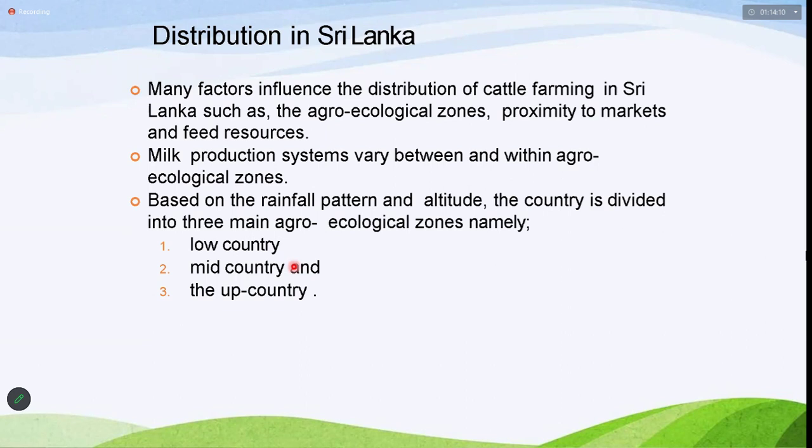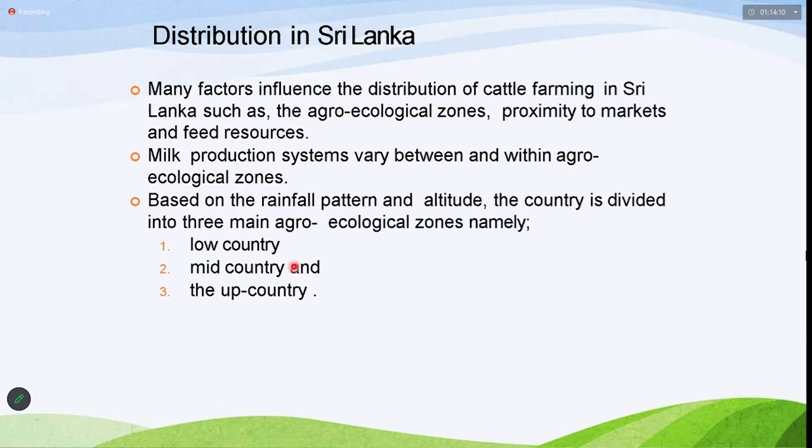You can see here the dry zone, low country dry zone in the pink color, then intermediate and the wet zone based on the rainfall. The total livestock production is shown in one map, as of 2010. The upcountry region receives normally above 2500 millimeters of rainfall, and temperature ranges from 10 to 32. Big variation is there.